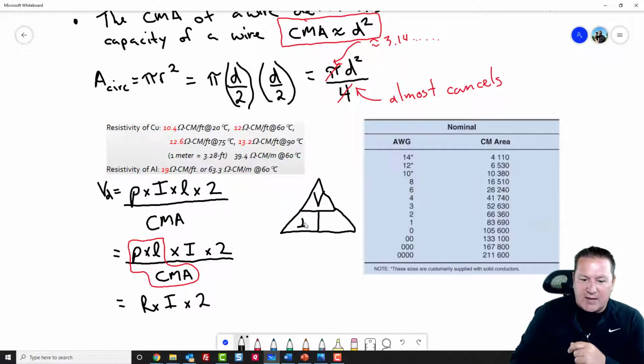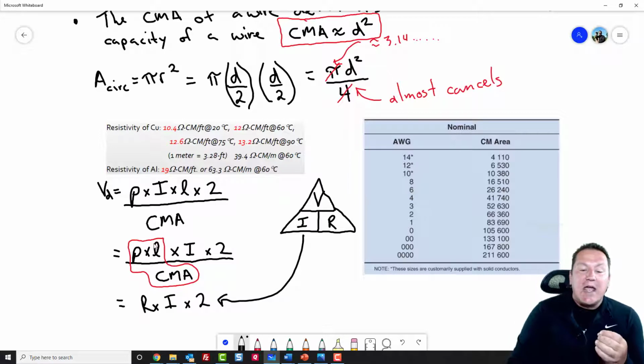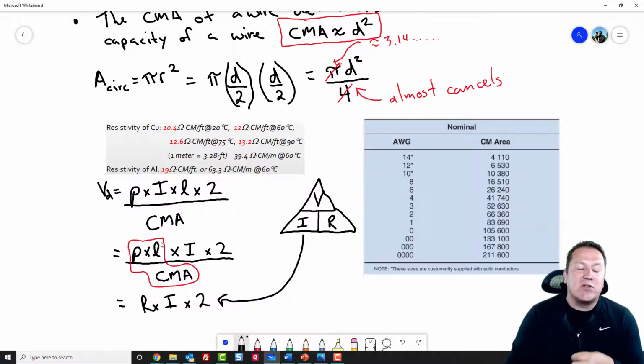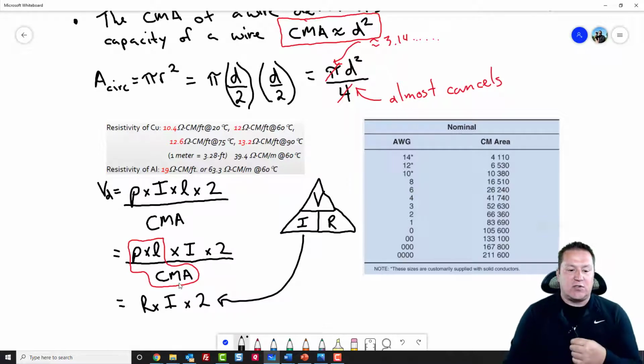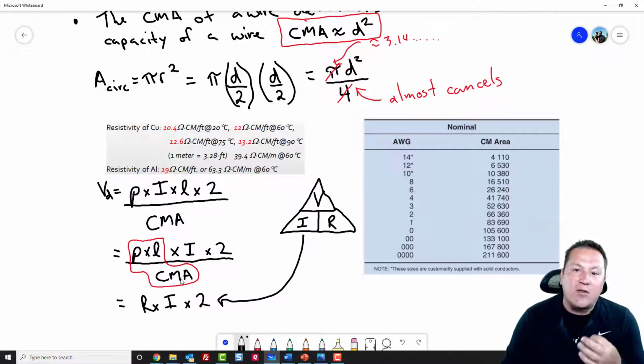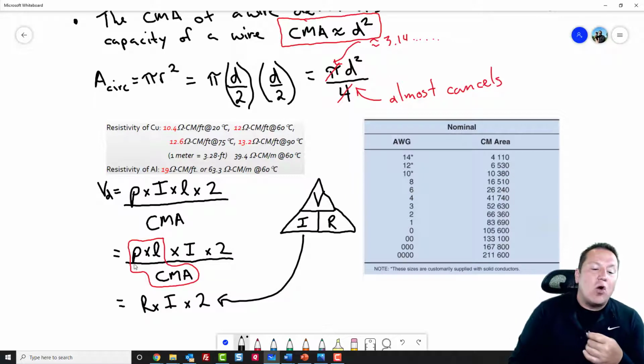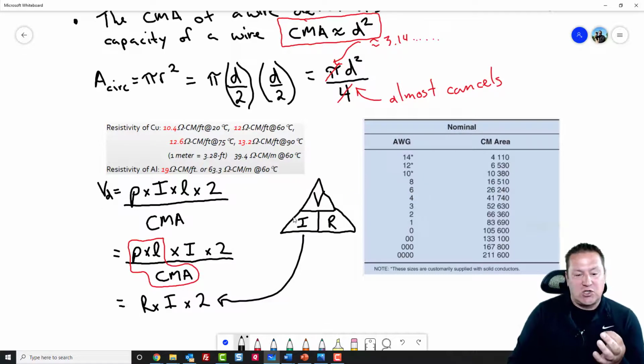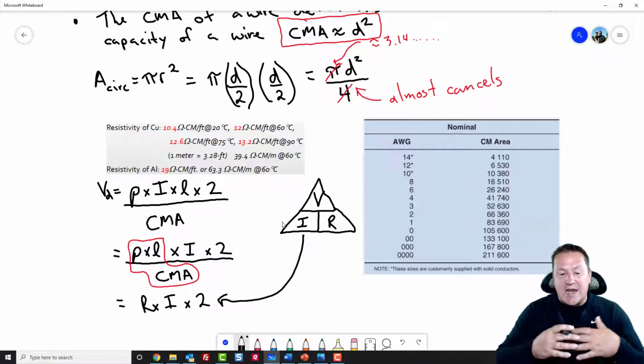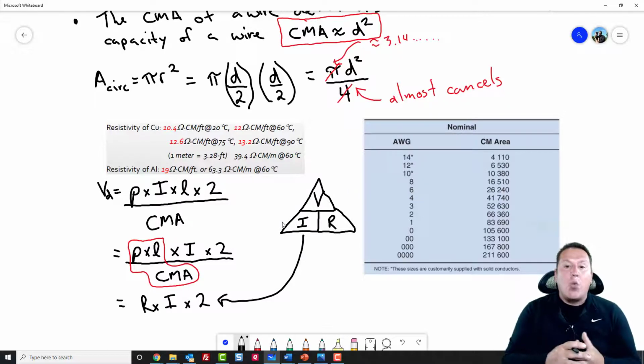Is your I times R, right? Which is exactly what we would expect it to be right here. But we're just defining it in more granular terms when we start talking about resistivity of metals, the effective length of conductors, the cross-sectional area, the circular mill area of a conductor. This is really where the resistance comes from in the standard equations that we see for voltage. All right? And so I thought that's an interesting correlation or way to look at things.